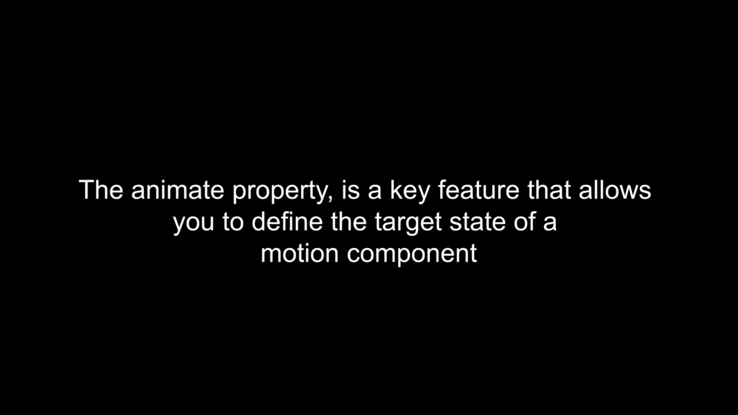The animate property is a key feature that allows you to define the target state of your motion components. Think about it like this. You have the initial, where your animation starts from, and you have a target state where you want the animation to animate to. Say, for example, you have a box that starts at the beginning of the page, and on animate it should go to the center of the page or to the other end of the page.